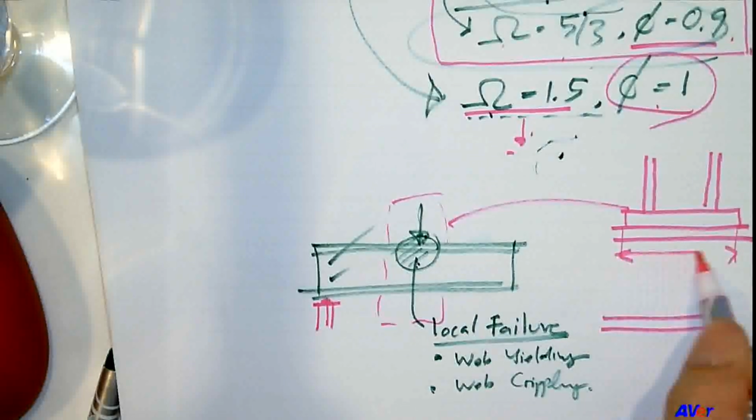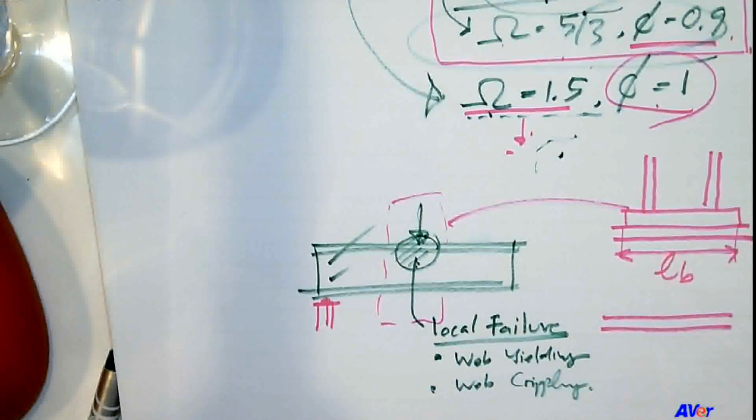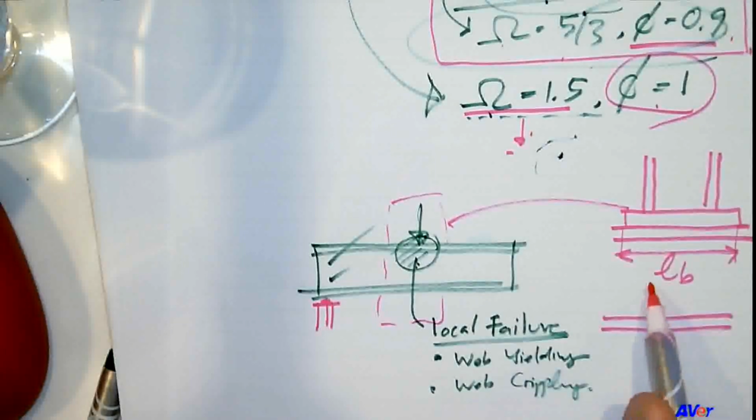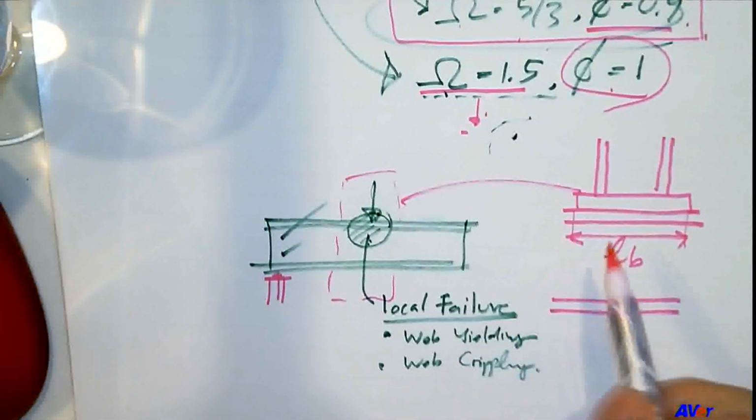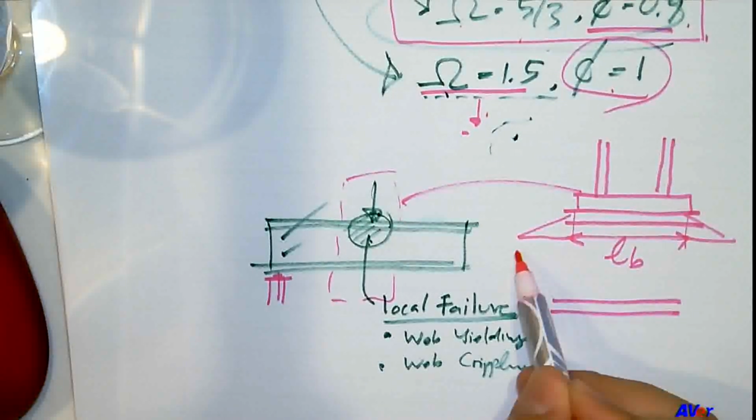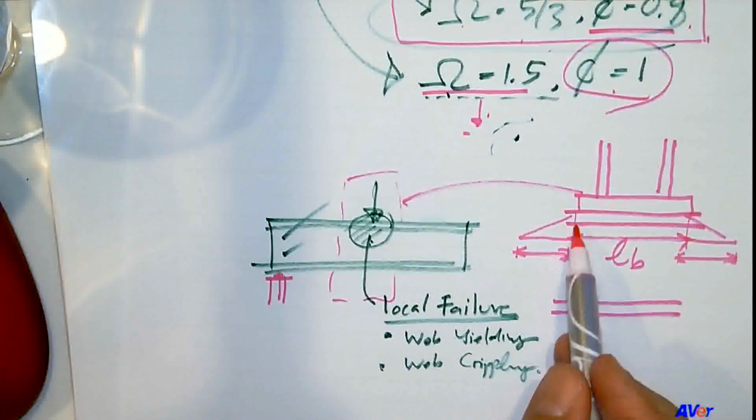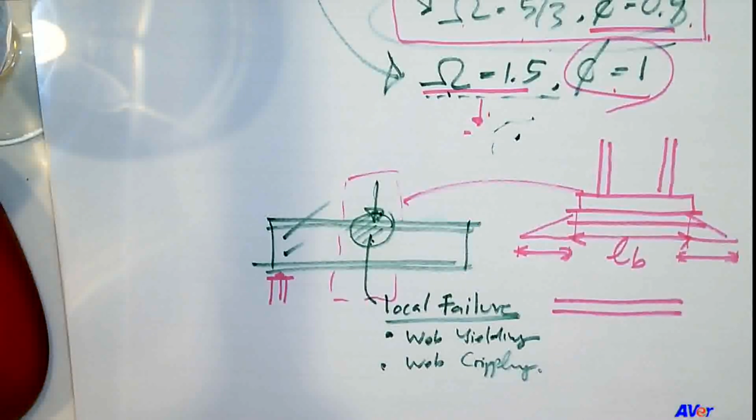They used to call it N distance, but now they changed it to LB. Why? I don't know. It used to be an N, but now it is called LB. And when we consider this, if it is a web yielding, the failure will occur at this region like this. So it's LB plus some distance. Okay? And the distance that you should know is this one.